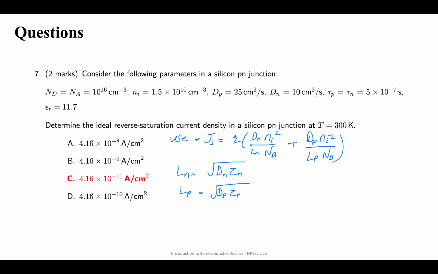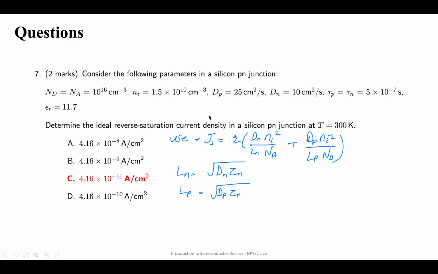So this will be equal to 4.16 into 10 raised to minus 11 ampere per centimeter square. So the formula you have to use is Q[Dn/Ln * ni²/Na + Dp/Lp * ni²/Nd], where Ln is the square root of Dn tau n and Lp is the square root of Dp tau p.